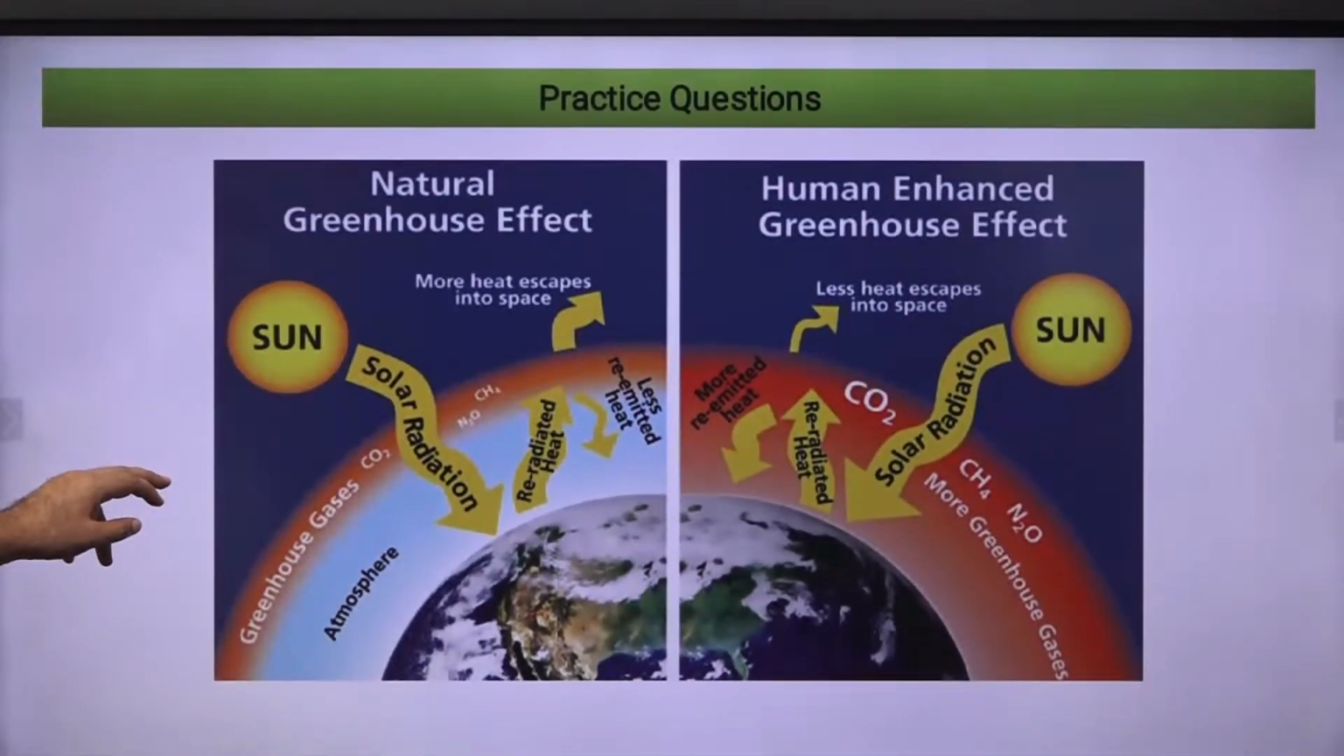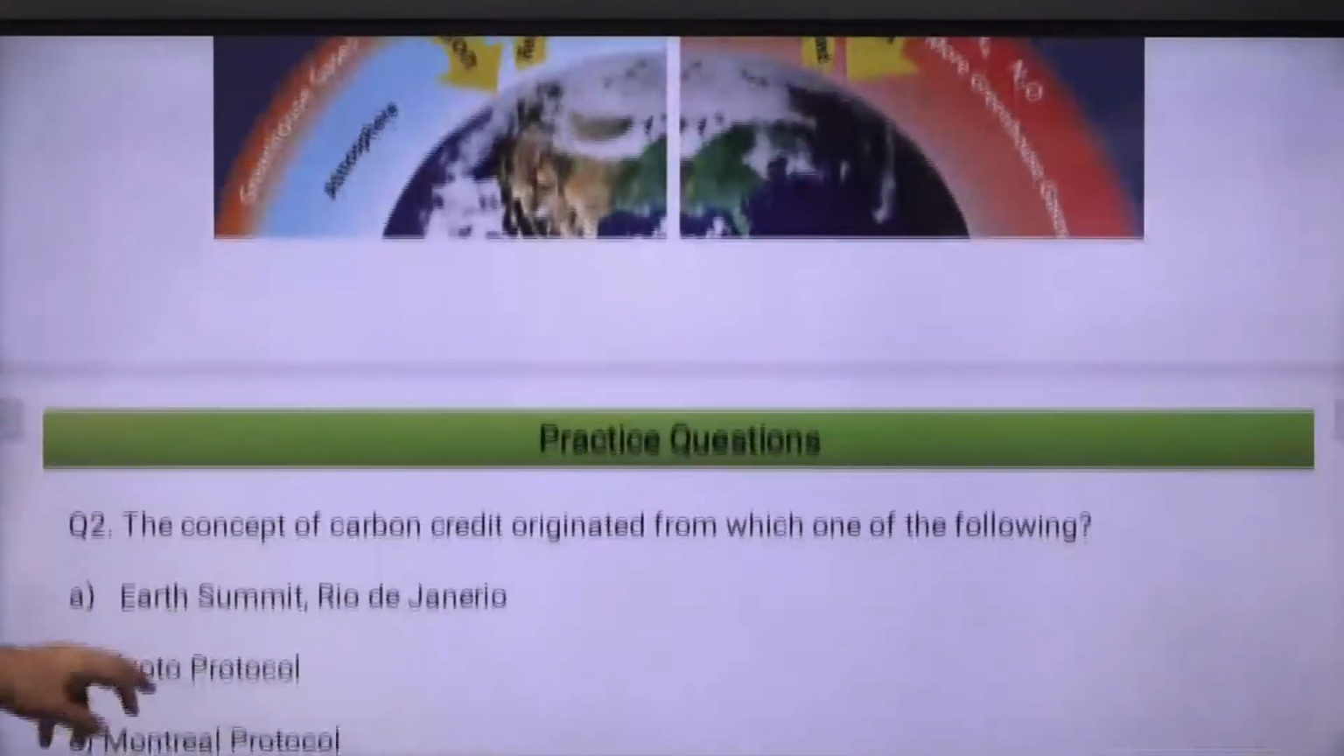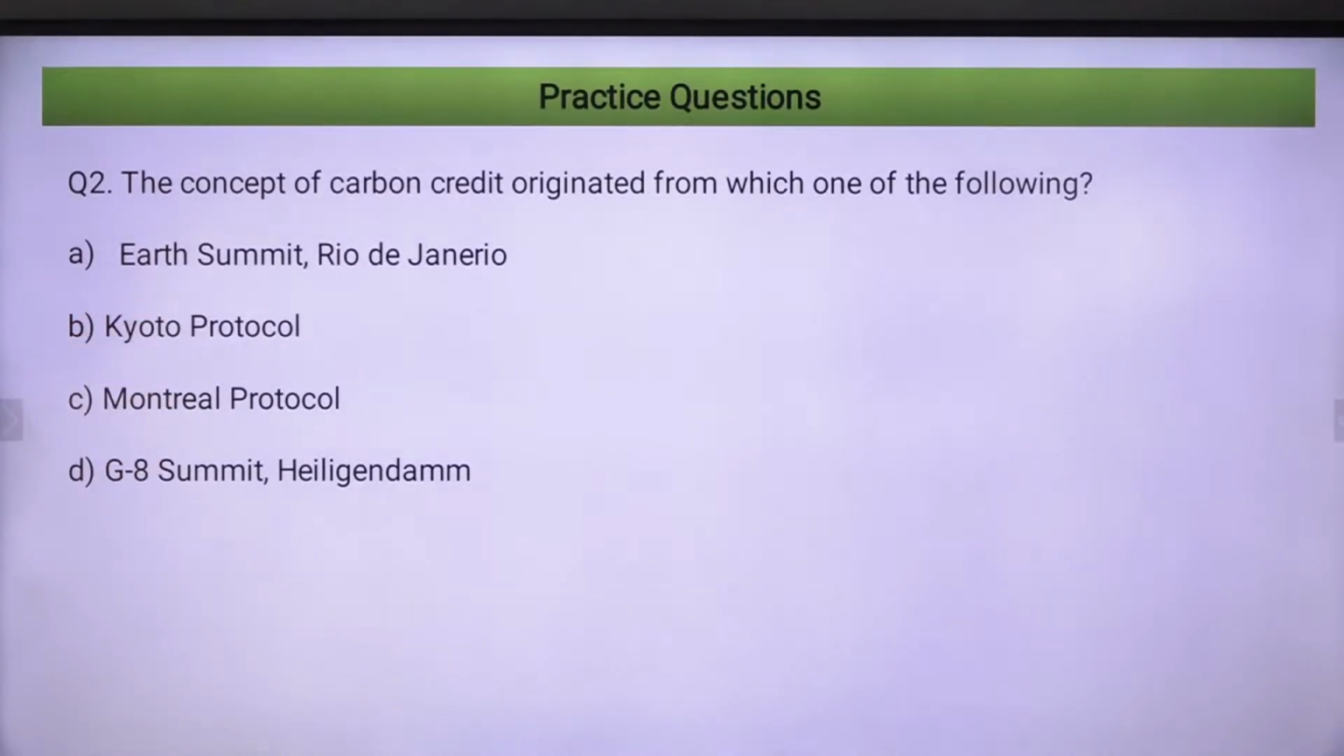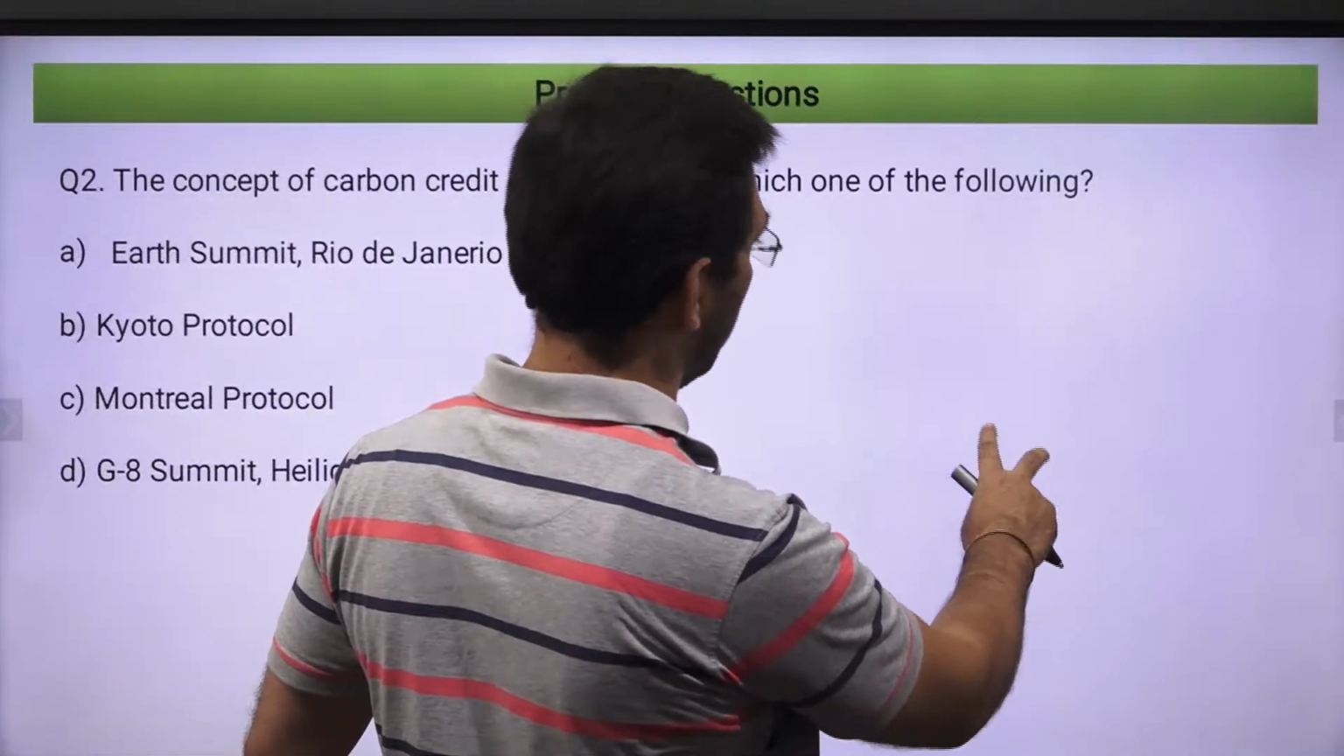Okay, now let's go to the same thing. I think this shows the greenhouse effect we have discussed earlier. Now let's go to this question. Just go through it, take 1 minute. It says the concept of carbon credit originated from which one of the following?